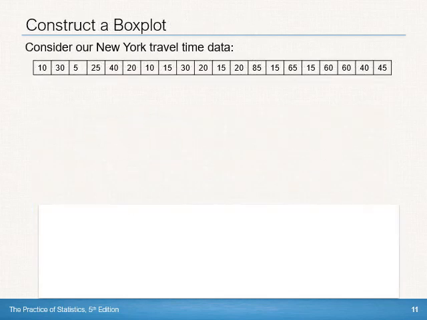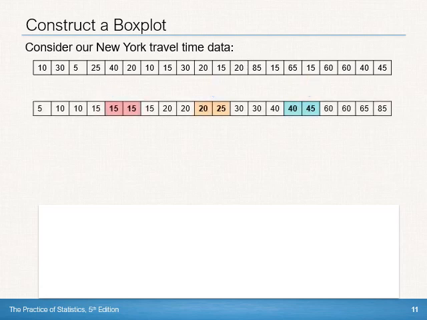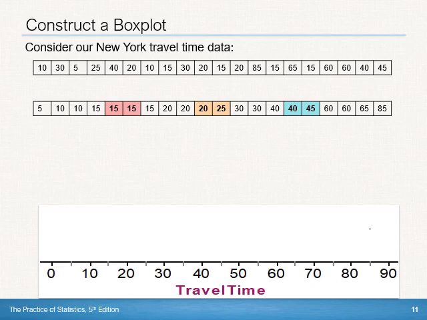All right, so here are the travel times. First thing you want to do is, of course, put them in order, and then find our 5-number summary. We have to make sure that we put a scale on our axis. We're going to put a box plot right above this. Typically, the box plot doesn't touch the scale, but it's kind of floating above it.